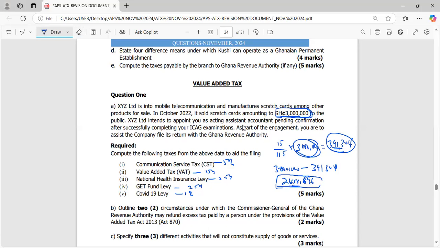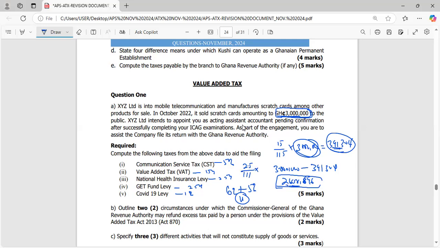Now strike them one by one. Now there's the communication service tax. The levies are 6%: 2.5, 2.5, that will give you 5, plus the COVID, that is 1, that is 6. Plus the communication service tax, which is 5. So this will give you 11. So for you to get the National Health Insurance Levy, you have to do 2.5 divided by 111, multiplying this value.